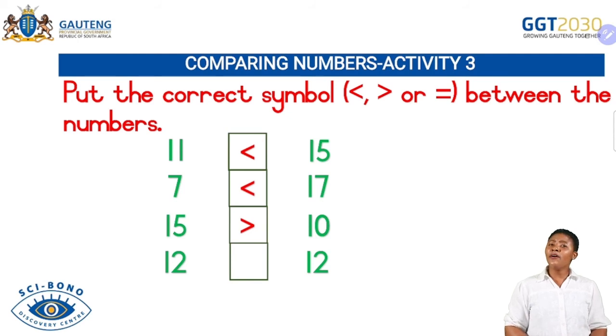Right, and then we have number 12 and number 12 on the other side. So is number 12 equal to, less than, or greater than? So which symbol are we going to use? We are going to use equal to, because they are equal, right? Number 12, it is the same as number 12, so they are equal to each other. Right, can you see, grade 2s? Right, well done. Let's move on.